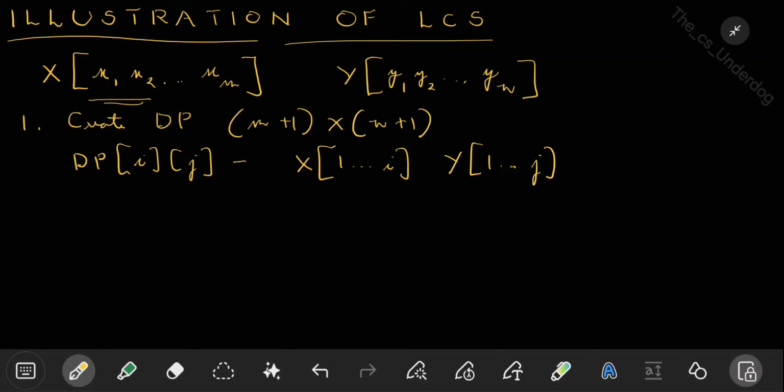So at this point, you have created the DP table. What is the next step? The next step is to initialize your table. How will you initialize? Fill the first row and first column with zeros. This is your next step.